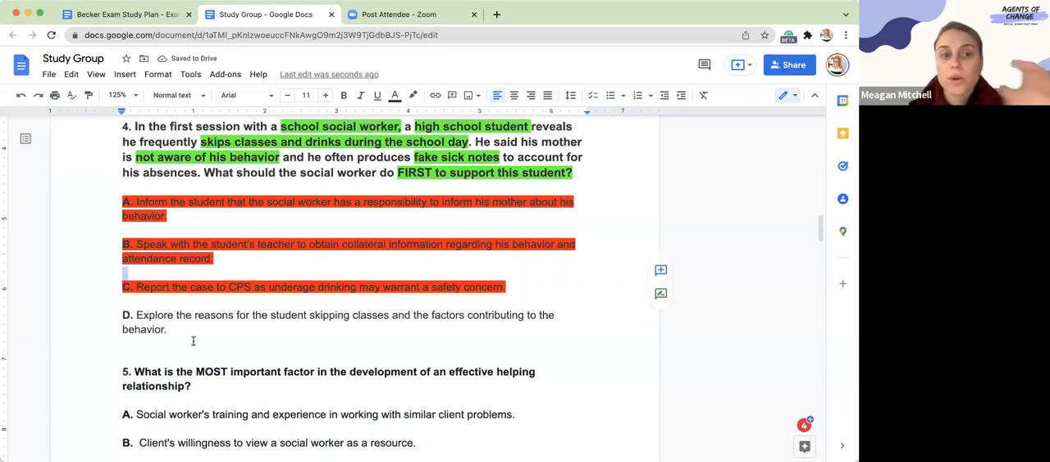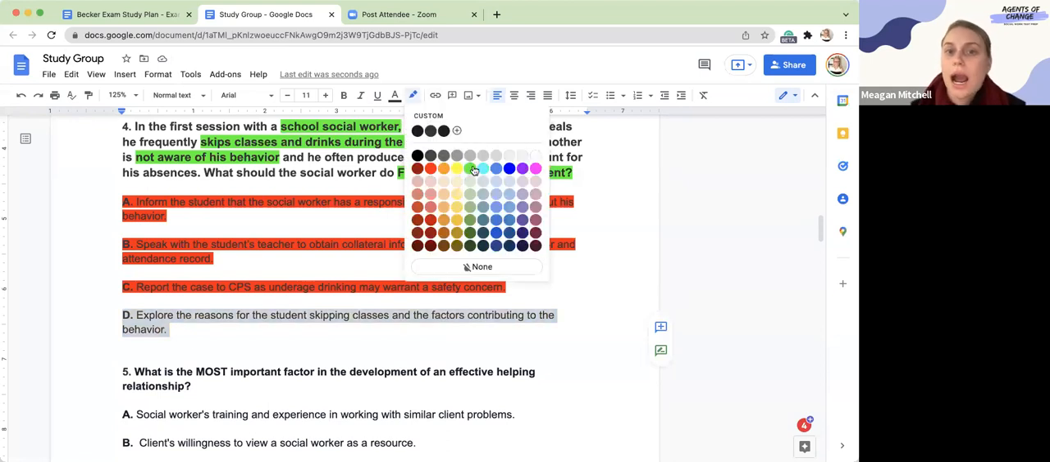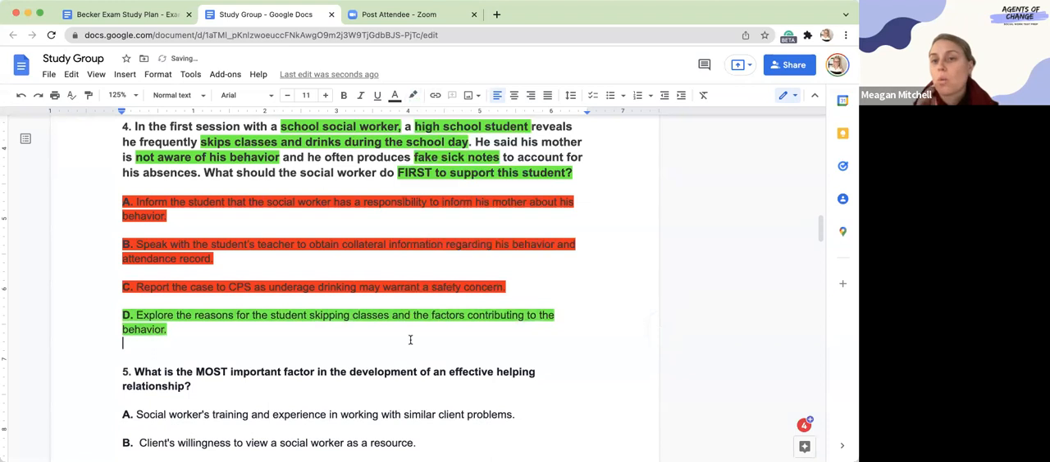Process of elimination, what do we do first? Explore the reasons for the student skipping classes and the factors contributing to the behavior. I want to know more information. Why are you skipping classes and why are you producing sick notes? What are some reasons why the client might be skipping and producing sick notes? Just hypothetically.